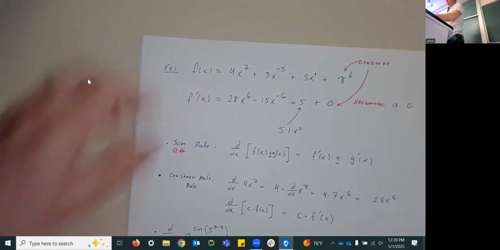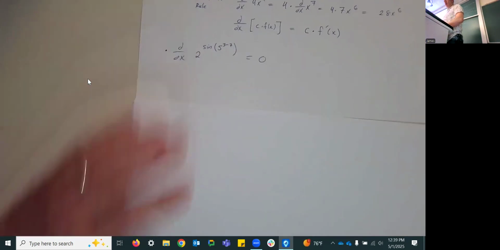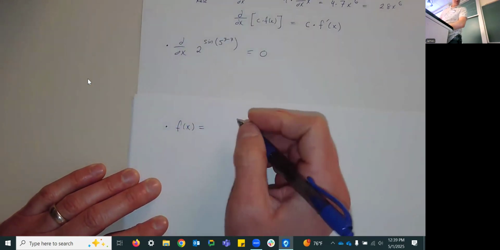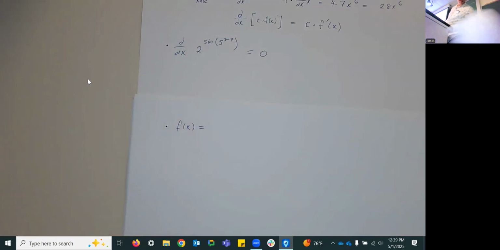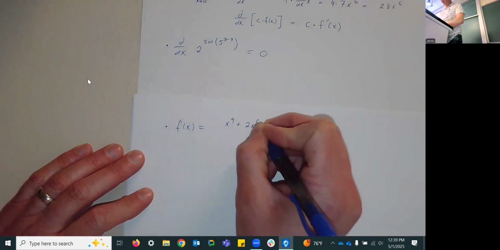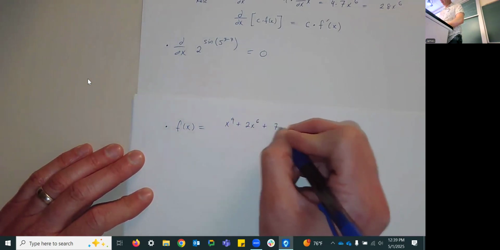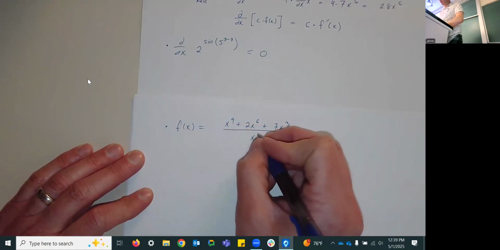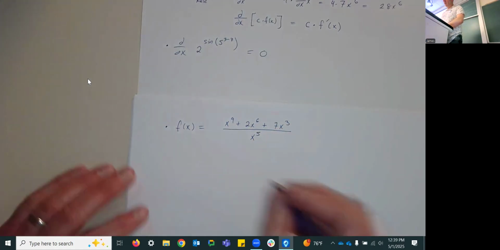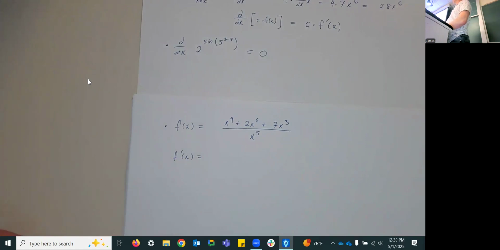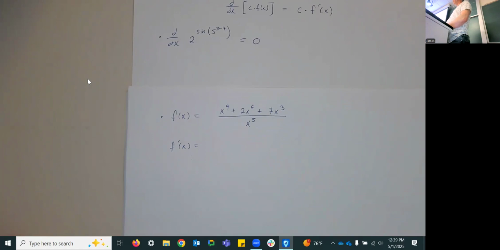All right, let's look at one more example and then we'll talk about some other things. What if I wanted to find the derivative for the function f of x equal to x to the 9th plus 2x to the 6th plus 7x cubed, all divided by x to the 5th power? Now I want to find the derivative. Well, again, there is a rule for doing something like this, and even though there is one, you shouldn't use that rule. You should, if you can, simplify first.